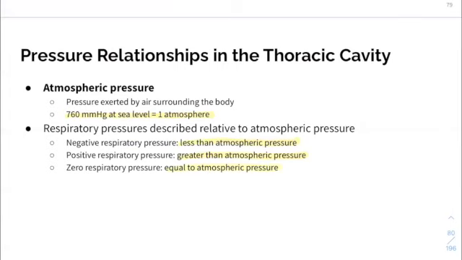So inside the lungs and outside the body, the atmospheric pressure would be the same. That is most of the time what we're going to be comparing, inside the lungs versus outside the body.